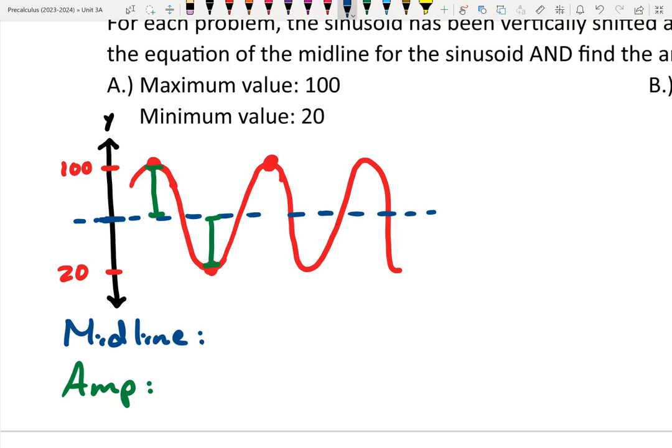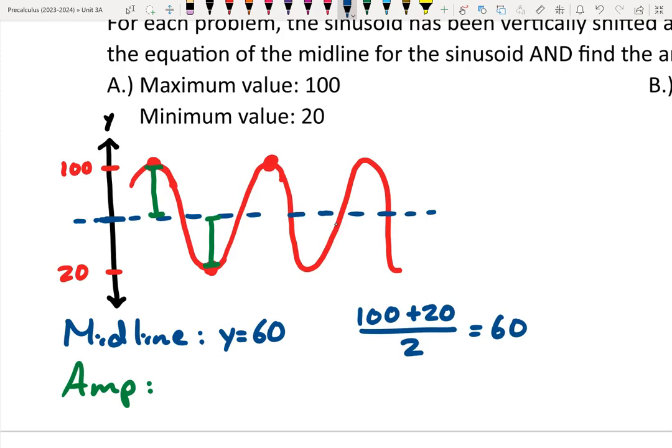All right, let's go ahead and look at this one. Midline. Sage, what do you have for the midline? And it's not just 60, what is it? There we go. And how did you get 60? Which was that average process that we talked about on the previous page, right? So 100 plus 20 divided by 2.